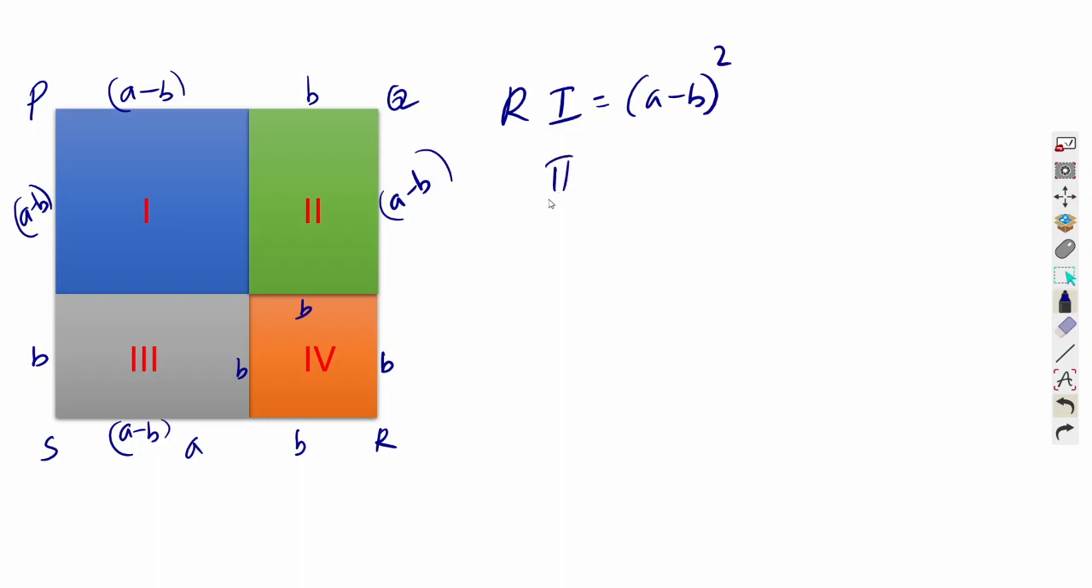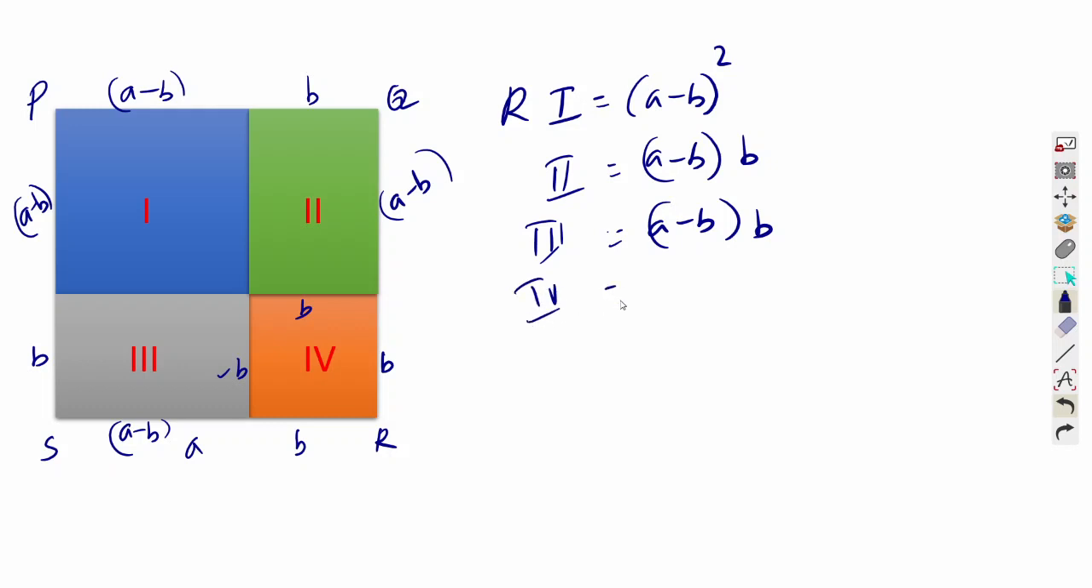The second one, this is the second one, area will be A minus B into B. The third one, which is this one, again it will be A minus B into B, because we are applying the formula length into breadth. The fourth one, the answer will be B square. Altogether, it will make the area of the square PQRS. We are finding the area.